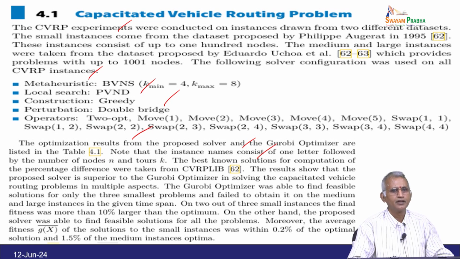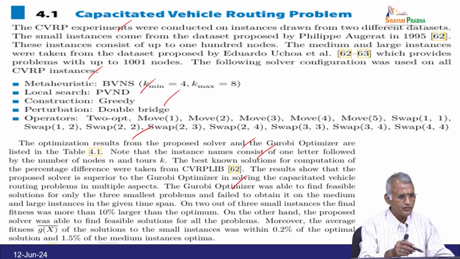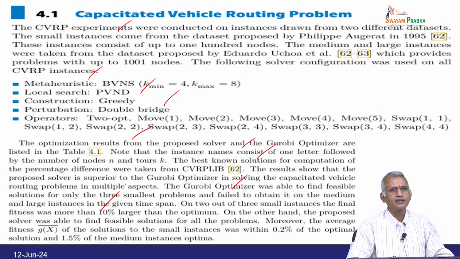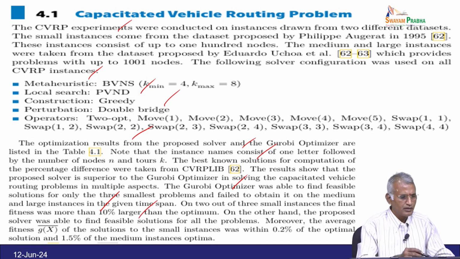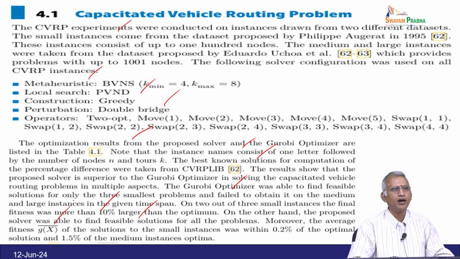in multiple aspects. So, the Gurobi optimizer was able to find a feasible solution for only the 3 smallest problems and failed to obtain it on the medium and large instances in the given time span. On 2 out of 3 small instances, the final fitness was more than 10% larger than the optimum. On the other hand, the proposed solver was able to find a feasible solution for all the problems. Moreover, the average fitness g of x bar of the solution to the small instances was within 0.2% of the optimal solution and 1.5% of the medium instances' optima.